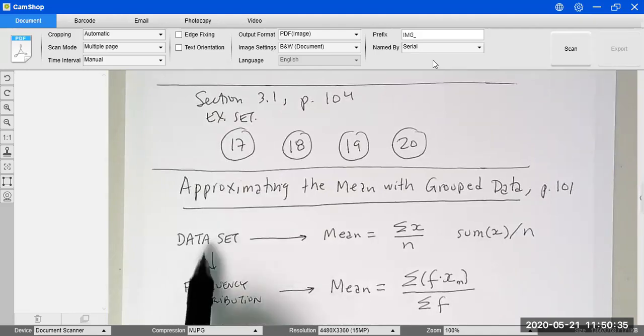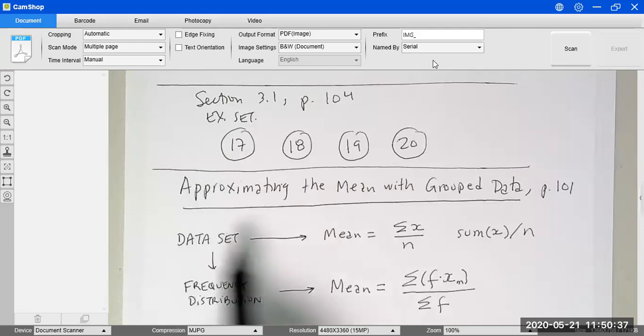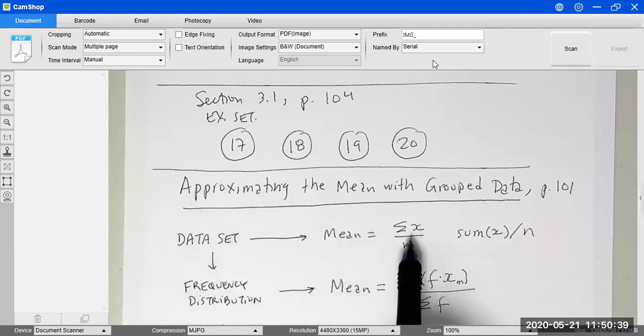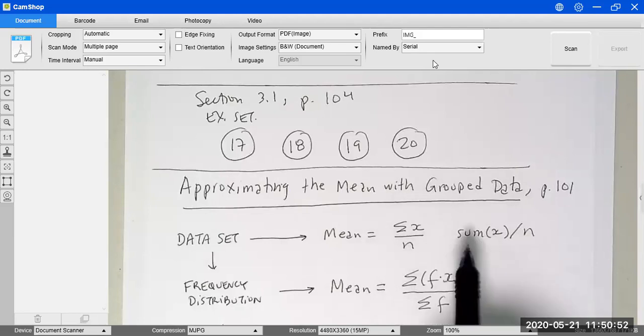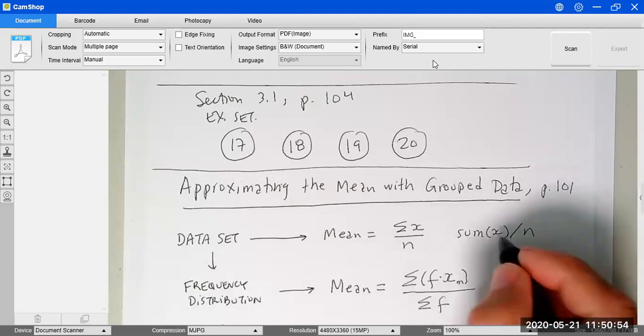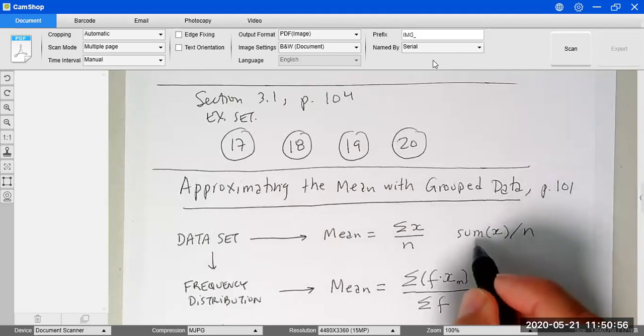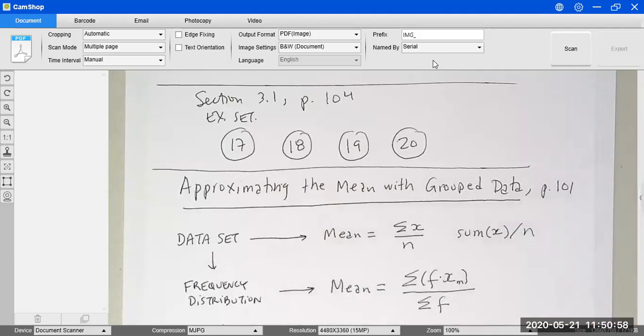When you have a data set, you can compute the mean just by adding all the values from the data set and dividing by the number of values. That is what we did a couple of problems ago. So we added all the values and we divided by n, the number of values. So in R, we just did sum of x over n.